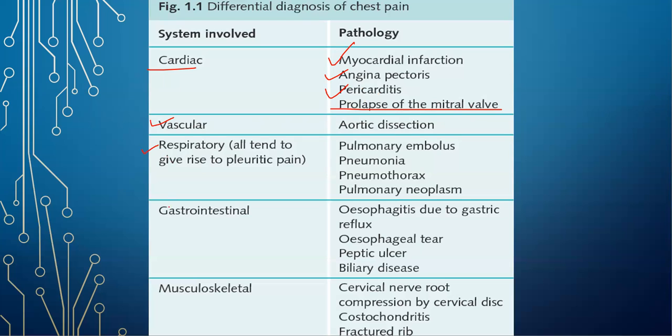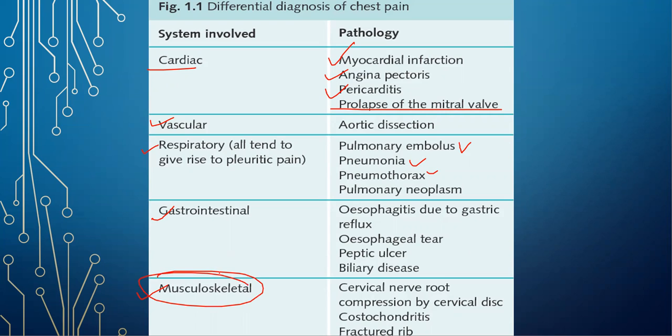Then we should also not forget about respiratory causes of chest pain, especially pulmonary embolism, pneumonia, pneumothorax. Can be GIT related, like esophagitis, gastroesophageal ulcer. It could be peptic ulcer disease, even sometimes biliary disease. Musculoskeletal is also important, especially a patient can get a fracture of their rib. They can get costochondritis, sometimes also known as Tietze syndrome. Sometimes it could be some cervical nerve root compression that is causing the chest pain.